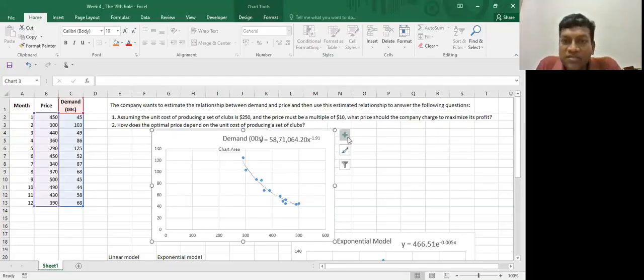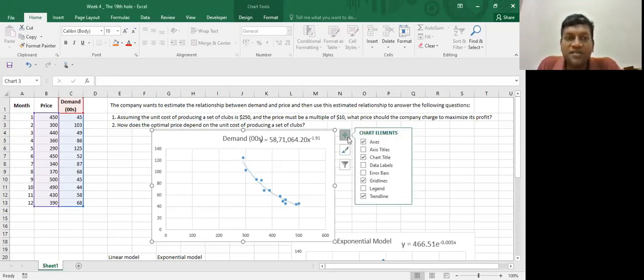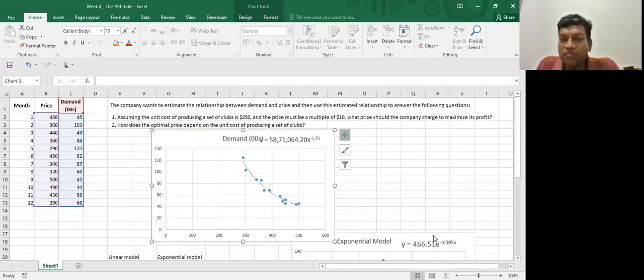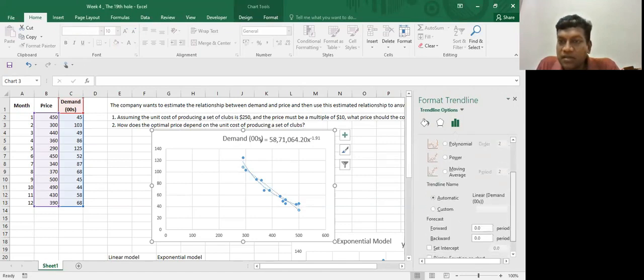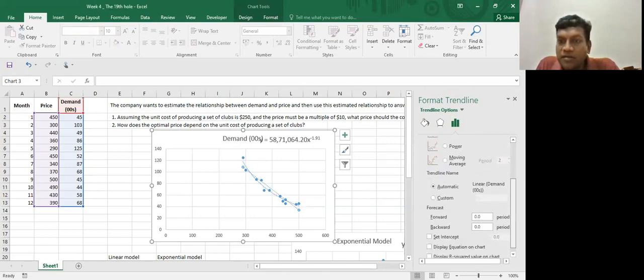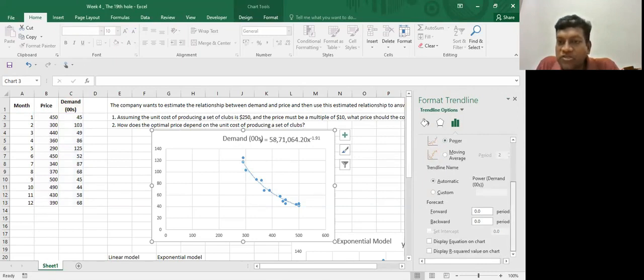Actually, when you click on this, there's a trend line option, and on the far right of it, there is a small triangle. Click on it, and then you say more options. Okay, along with the power, you click on power, then you also click on this option below saying display equation on chart. You have to click on that. Only then will you get the equation displayed on your chart.